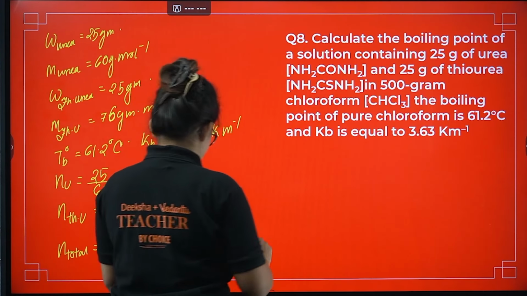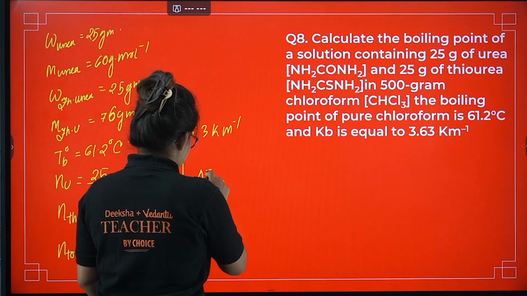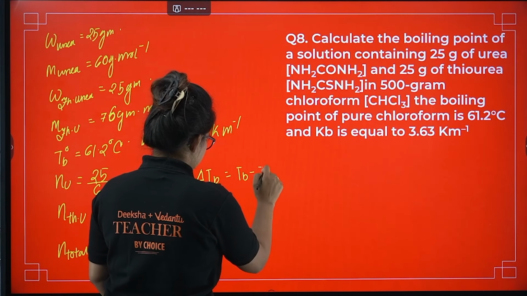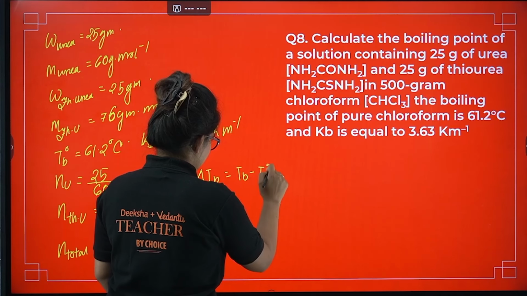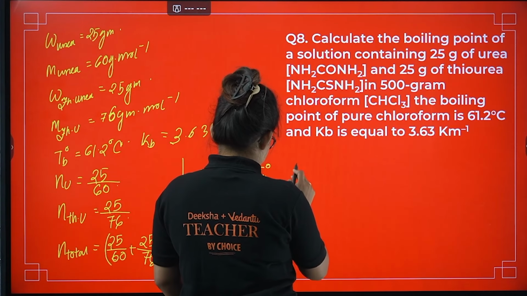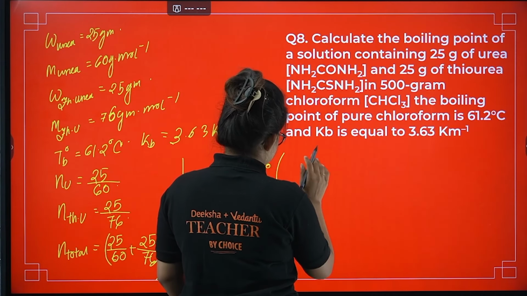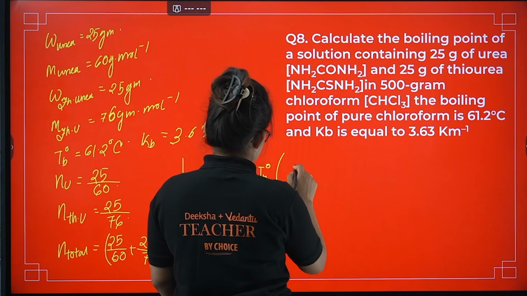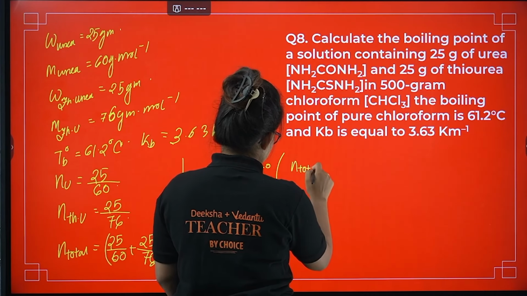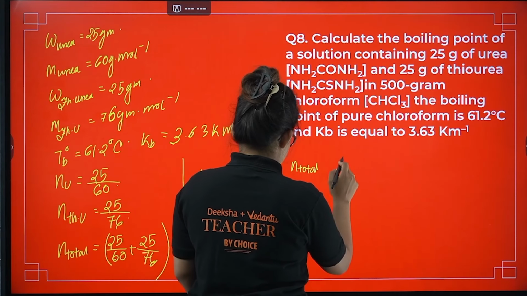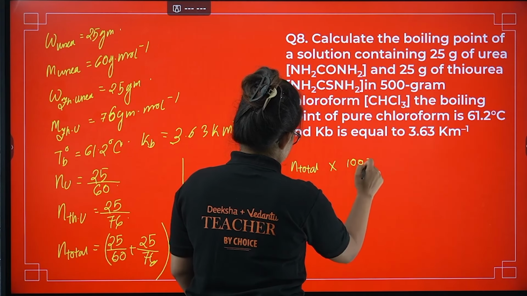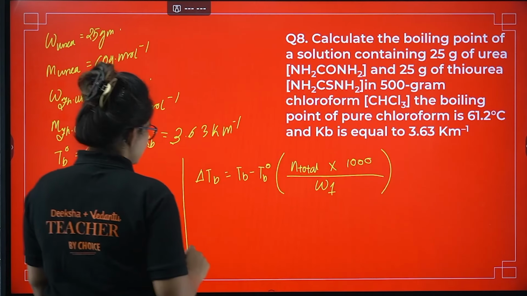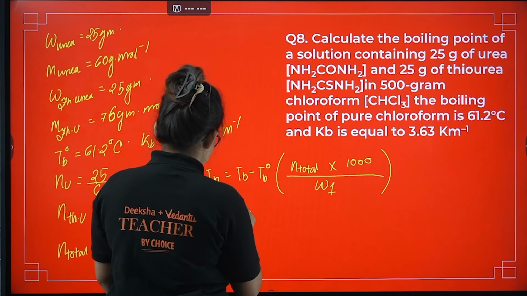Next, you can apply the formula delta TB. Delta TB is definitely TB minus TB naught, and that is going to be Kb into molality. Molality means number of moles of solute, so number of moles of solute we can write in terms of N total, N total into 1000 divided by weight of the solvent. So now let's put the value, put everything over here.